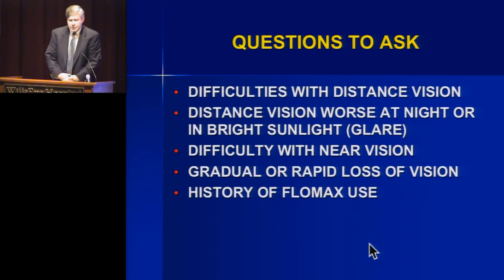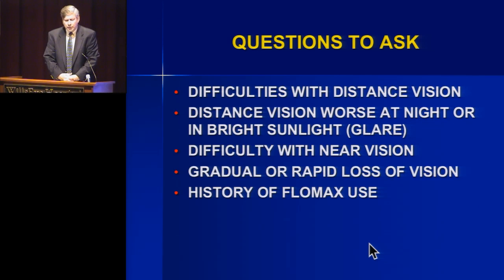What questions do we ask patients who are potential cataract patients? Well, you want to ask, are they having difficulties with distance vision? Is the distance vision worse at night or in bright sunlight? In other words, are they having trouble with glare? Are they having trouble reading? Is the visual loss gradual, which is typical of cataracts, or rapid, which is pretty much not associated with cataract? However, in the rapid loss of vision, you have to dissect that a little further to make sure it's not sudden discovery, because sudden discovery certainly can be associated with cataracts. But a rapid loss of vision is something else.